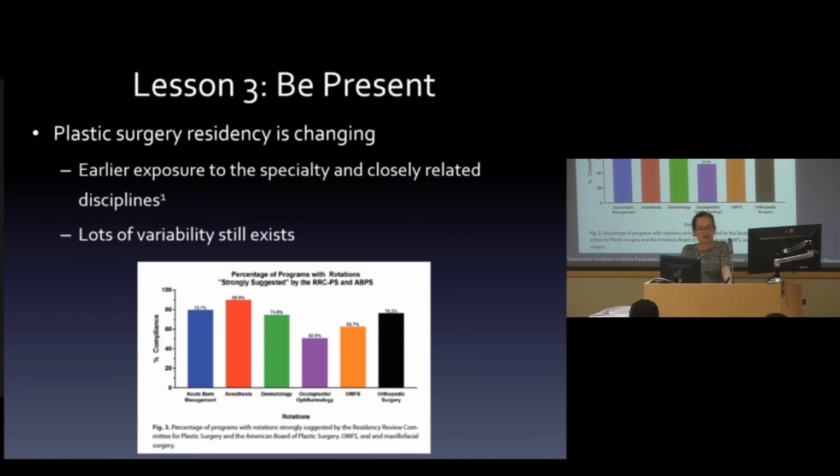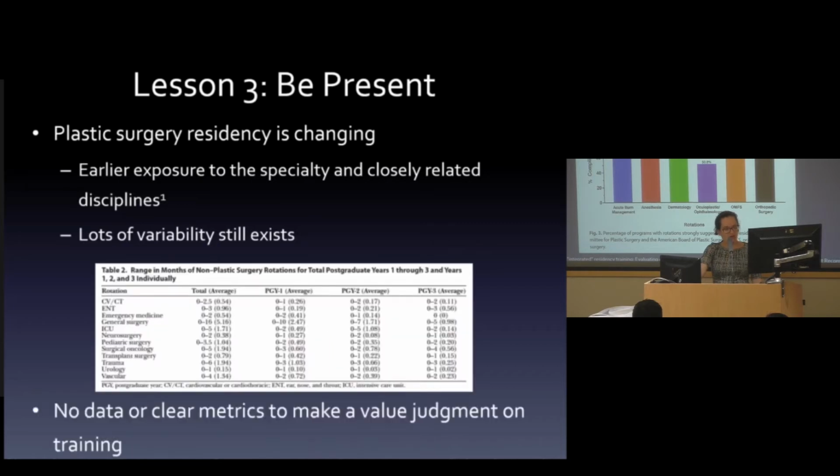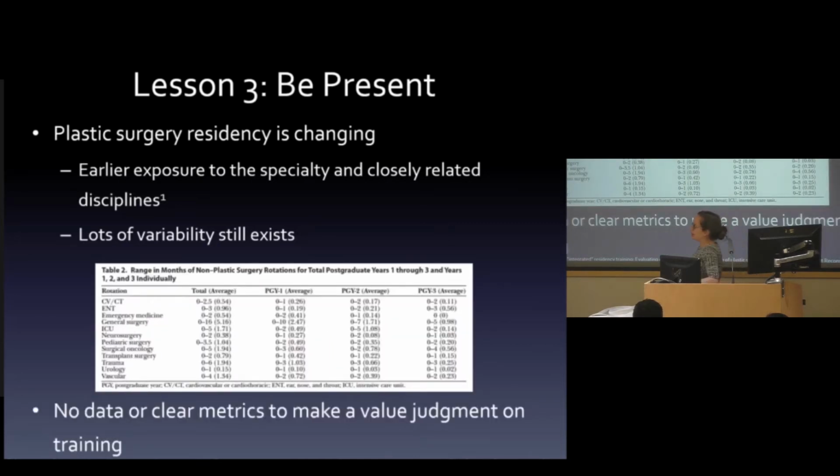However, what's really still very unclear is what off-service rotations are needed to help build an ideal training program. There are some current recommended rotations. You can see in this chart. If you can't read it, I'll just read it for you. Acute burn management is recommended, anesthesia, dermatology, oculoplastics, OMFS, and orthopedic surgery. And these are the percentage of programs that are doing those rotations. And those are the only ones that the American Board of Plastic Surgery specifically discusses. There's even more variability when you start looking at what other non-recommended rotations are done.